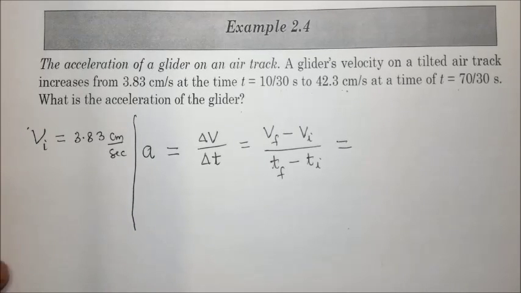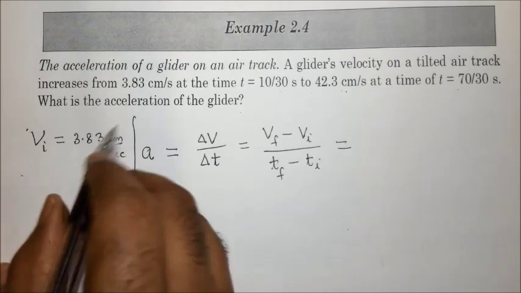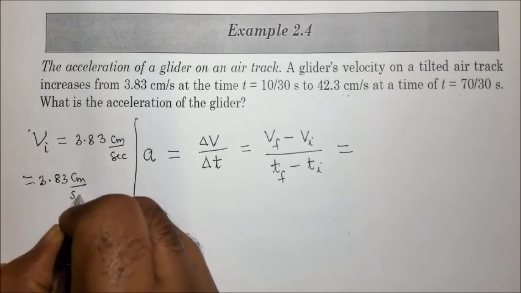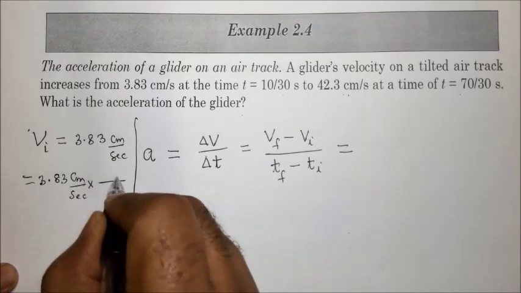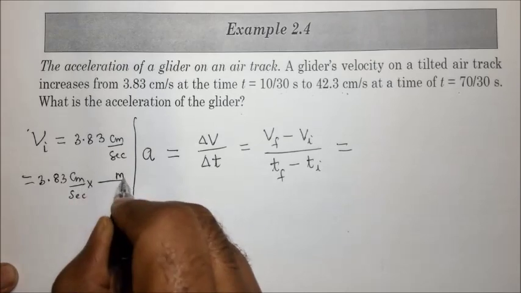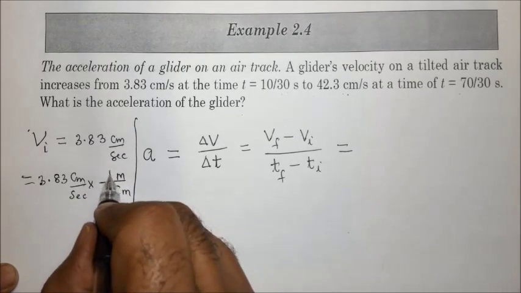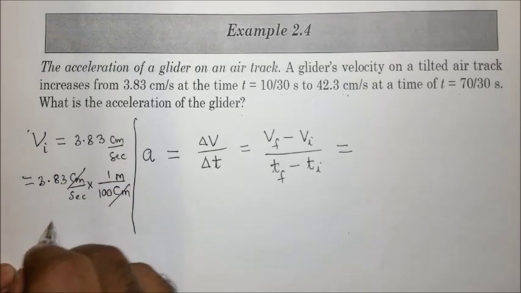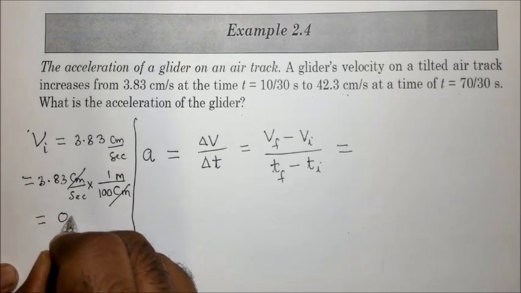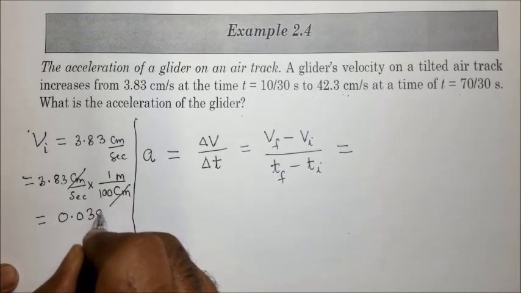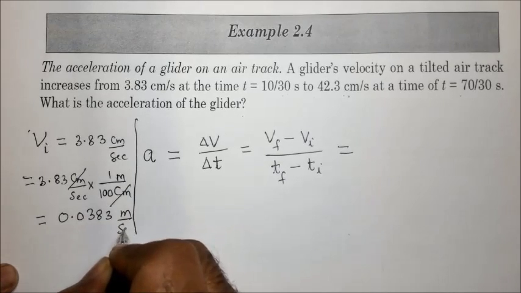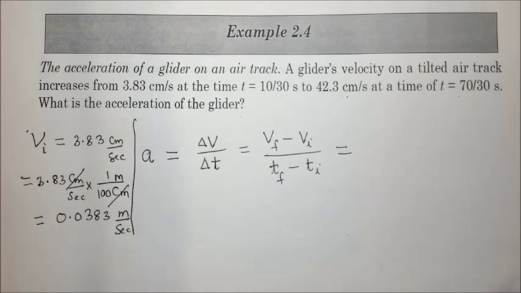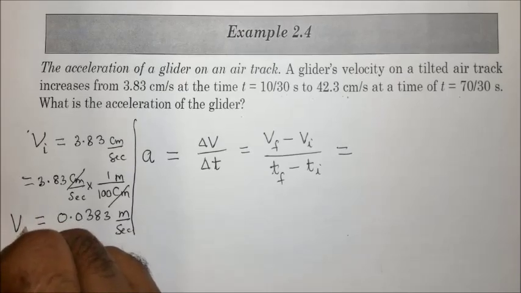Can we convert to meter per second? What we need to do? I need to change 3.83 centimeter per second, centimeter to meter. So I will put meter on the top and centimeter on the denominator. 1 meter stands for 100 centimeter. Centimeter and centimeter will cancel out. This will be 0.0383 meter per second. This is V initial.